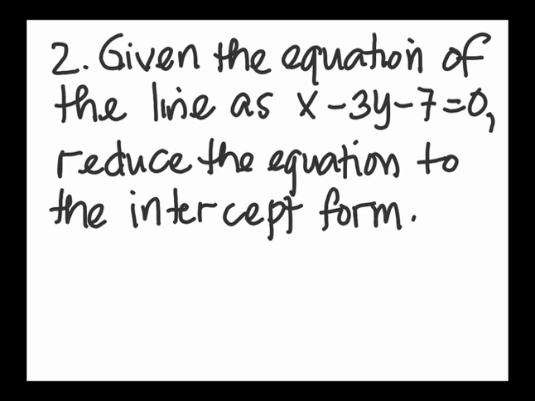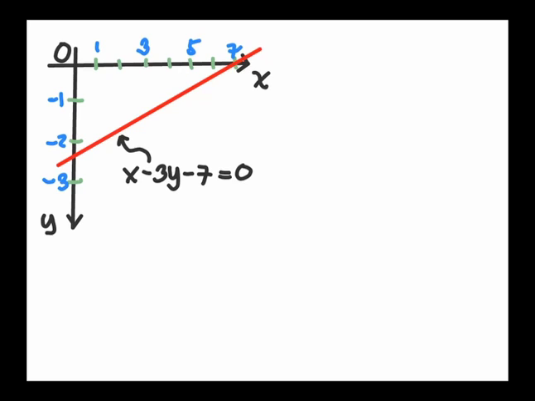Okay, so we'll have this second example. Given the equation of the line as x minus 3y minus 7 equals 0, reduce this equation to the intercept form. So this is the line on this Cartesian plane. Clearly, this is the equation of this line. Our goal is to transform this given equation to the intercept form.